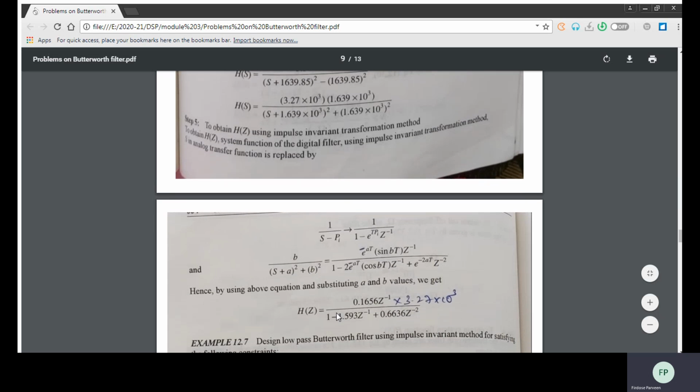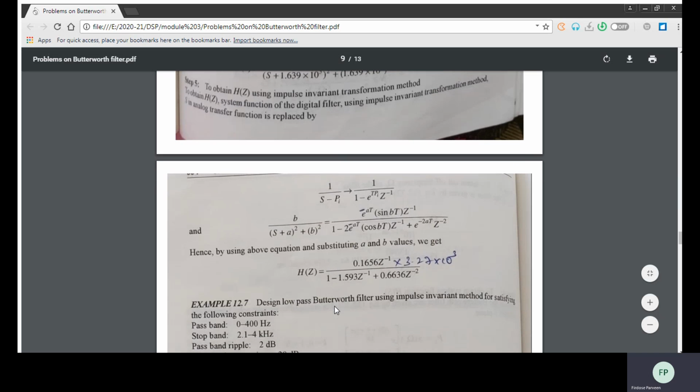It is nothing but e to the power of minus aT into sin bT z inverse divided by 1 minus 2 into e to the power of minus aT into cos bT z inverse plus e to the power of minus 2aT z raised to minus 2. You can remember this formula. Okay, so in this above equation, substitute for a and b, you'll get this much. Solve it, you'll get this much.